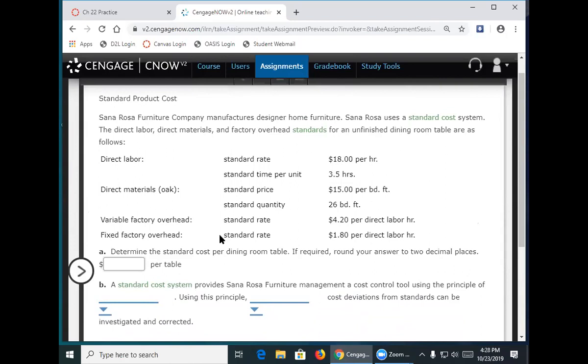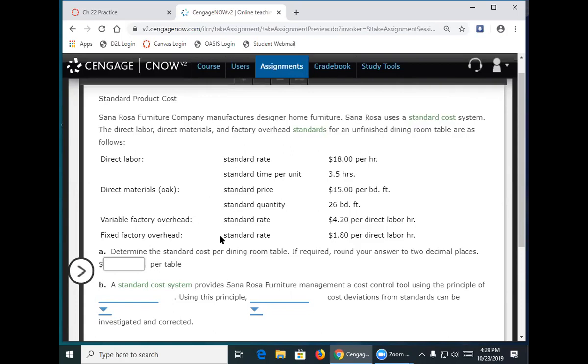The second one is kind of still dealing with standard product cost. So this one's dealing with a furniture company, and it uses a standard cost system. So they're showing us our labor, materials, and then both variable and fixed factory overhead, and they give the rates. And this one is for one unfinished dining room table. So in this one, we're only calculating one. So for labor, we're just calculating how much it takes total for each one. So it's kind of going back to the budgeting, right? For labor, it would be 3.5 hours times $18 per hour. So our total labor would be what, $63.